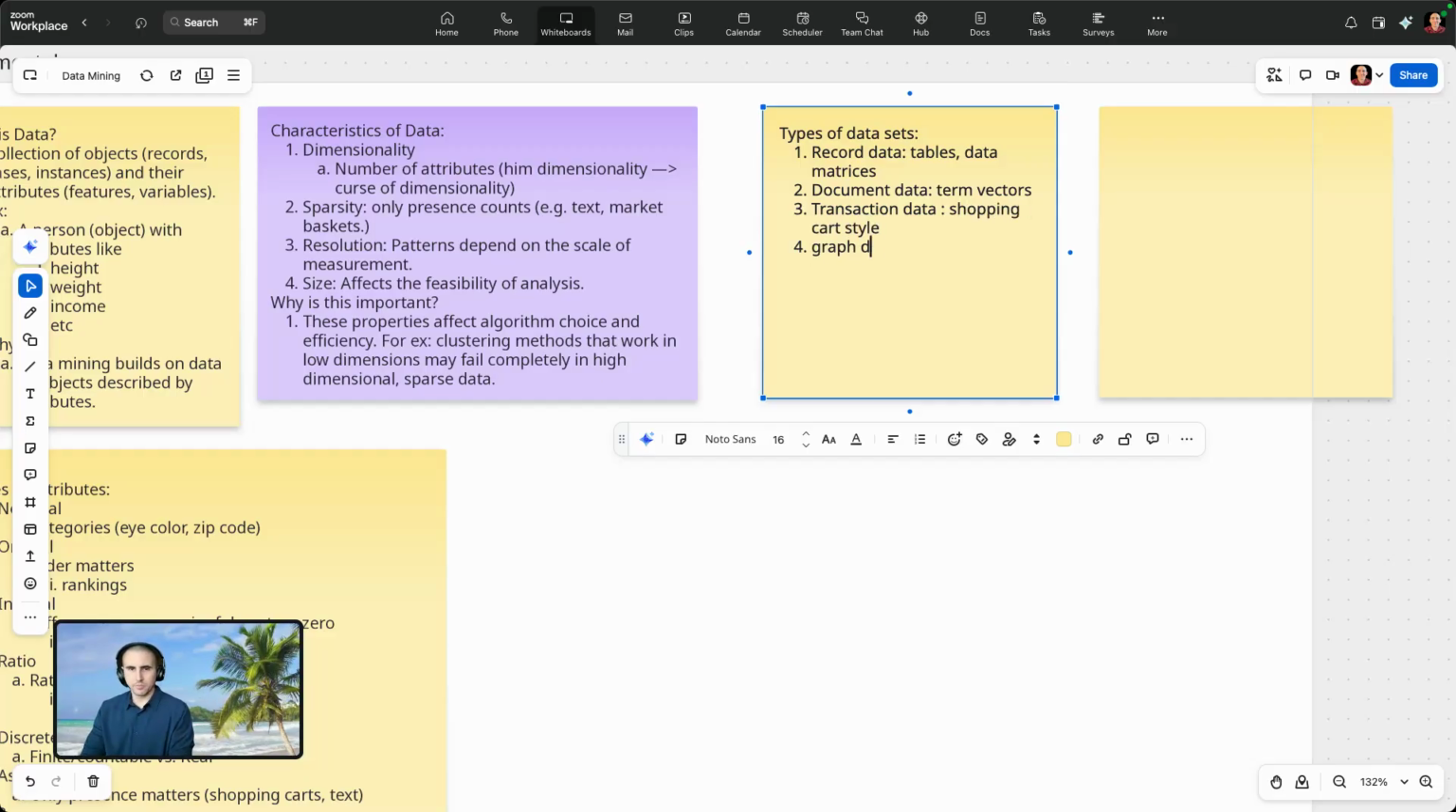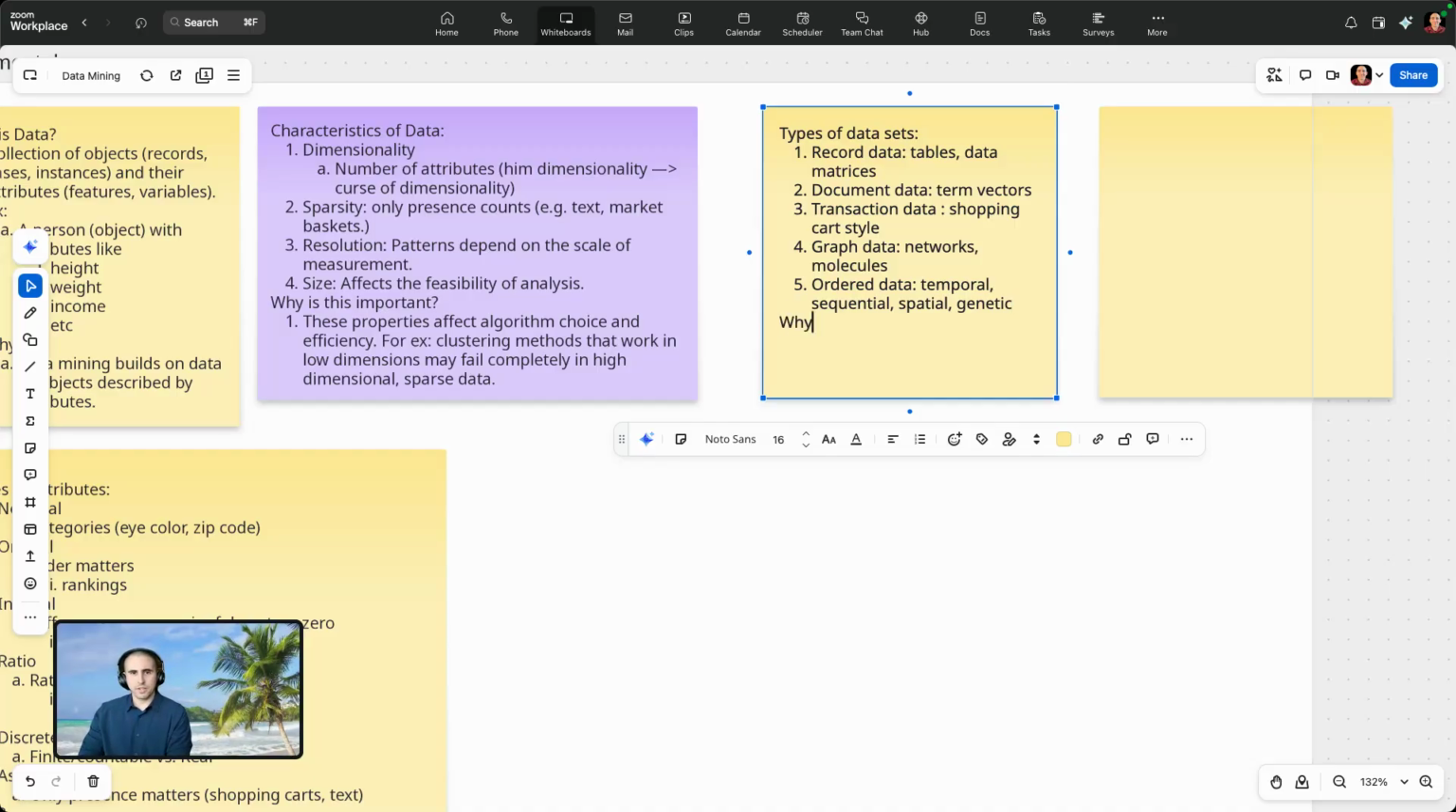Graph data, like networks, molecules. Ordered data, so temporal, dealing with time, sequential, spatial, genetic. So these are just examples of the types of data sets.